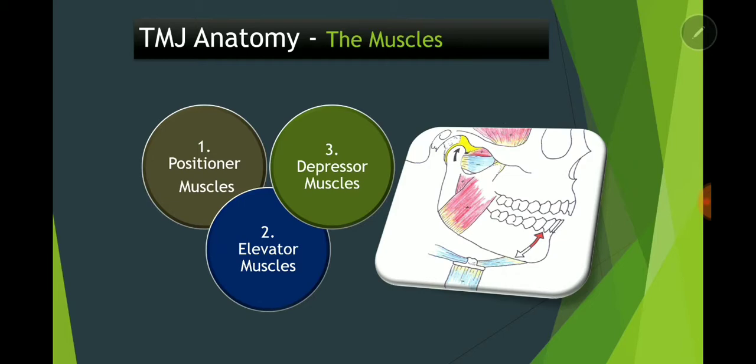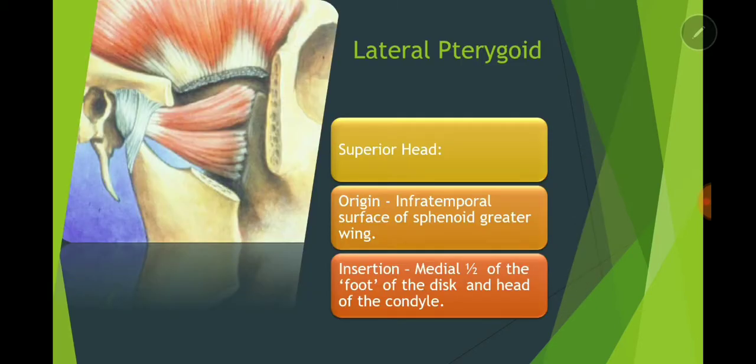Some of these muscles: we have the temporalis muscle right here, we have the masseter, this one here, and you have the lateral pterygoid. The medial pterygoid is on the medial side, of course, of the mandible. And you have the suprahyoid muscles. This is the digastric muscle. So these are the anatomy and the muscles related to the TMJ.